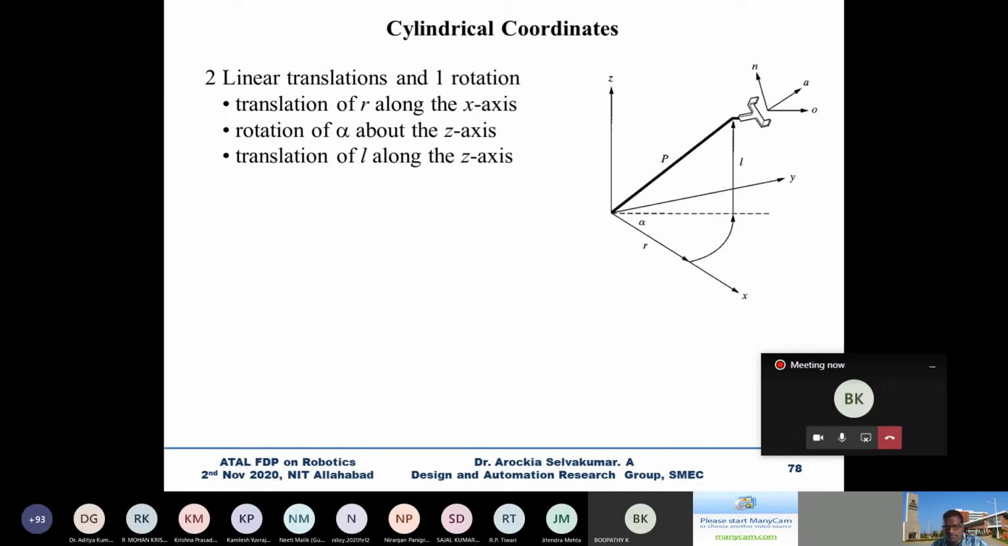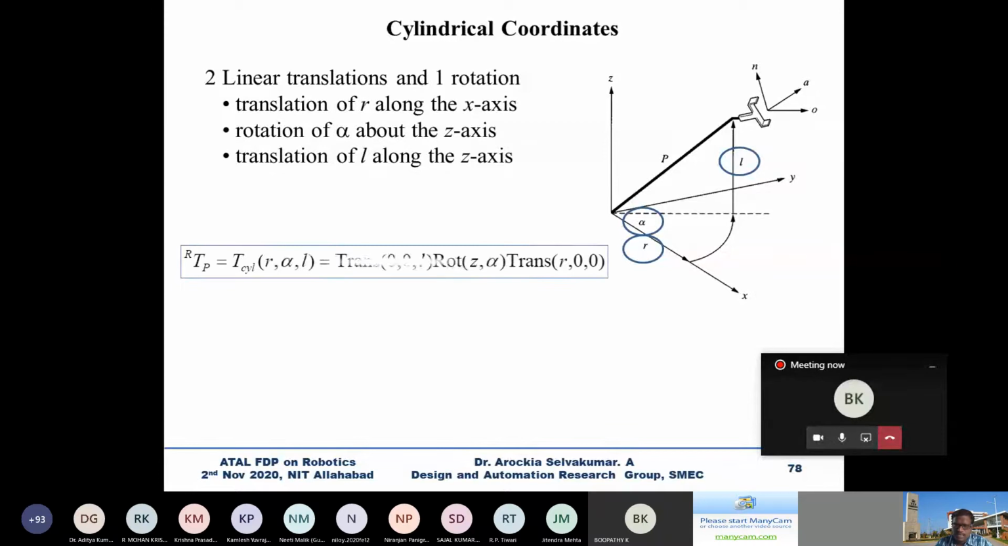So these three things will give you a cylindrical robot configuration. This is R, that is related to the distance along X, and then the alpha, it is rotation about Z, and then the L, that is translation along Z. Okay, so once you are having that, this is the transformation matrix for calculating the cylindrical coordinate related manipulators.